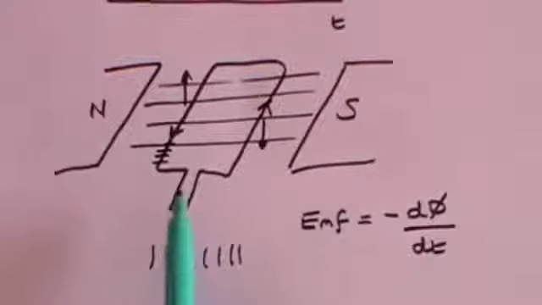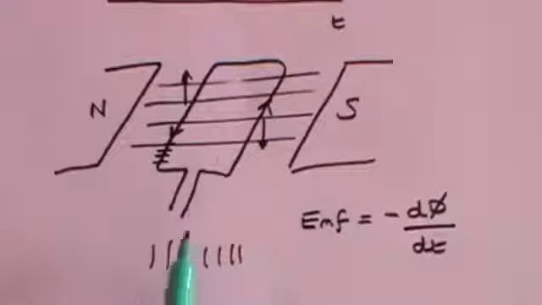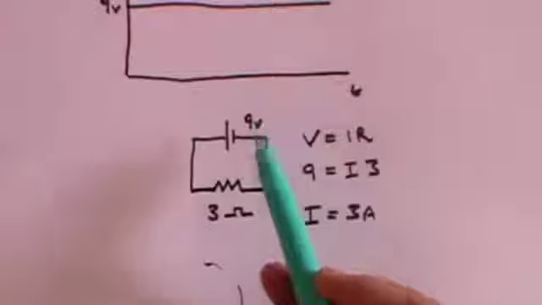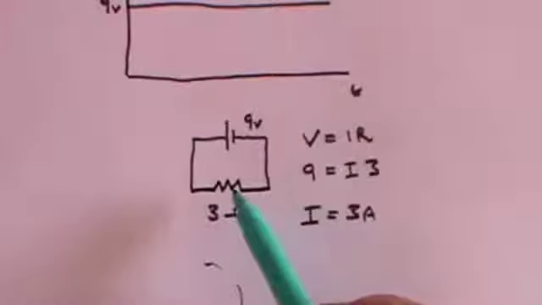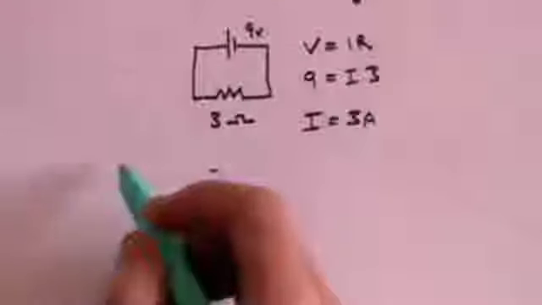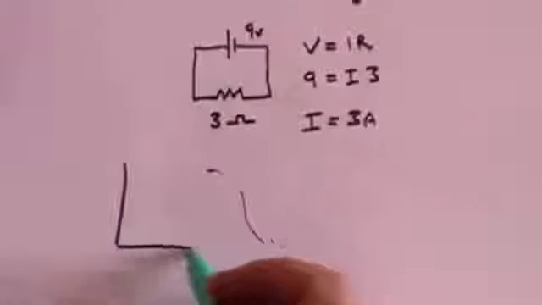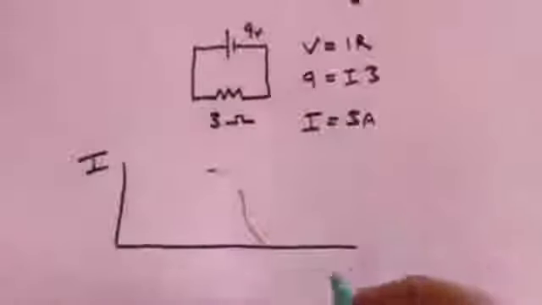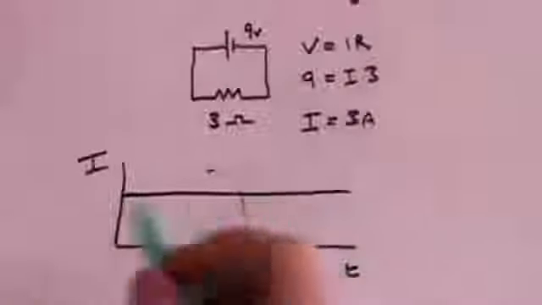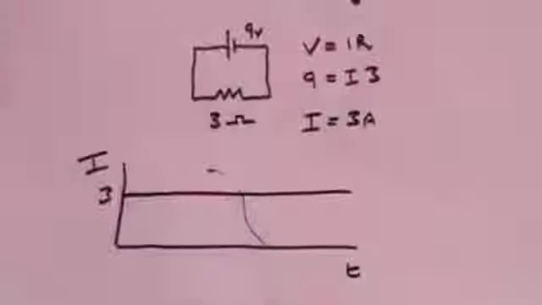Well, let's look at this piece of apparatus as if it were end on, looking at it flat on. So if you put the 9-volt battery in a circuit with a 3 ohm resistor, you would get a constant current of 3 amps. So if we plot now current against time, you would expect there to be a steady flow of 3 amps.